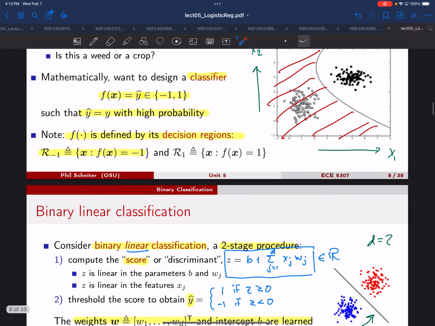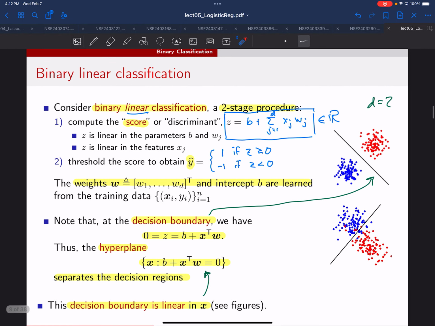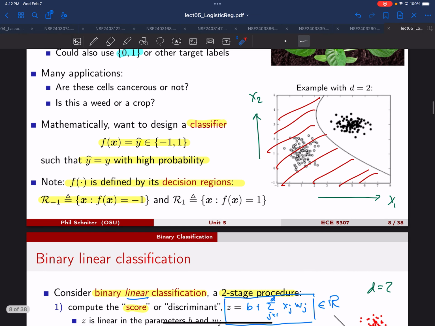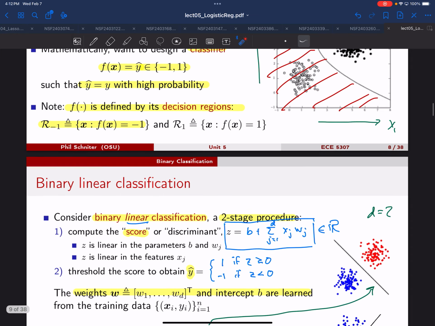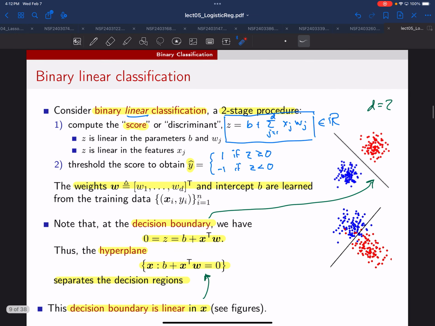Okay, and we're focusing on linear classifiers. So in general, this boundary can be nonlinear, but we're focusing on a special class of simple classifiers, linear ones, where the boundary is going to be linear. So it's going to be a line in 2 dimensions or a plane in higher dimensions.